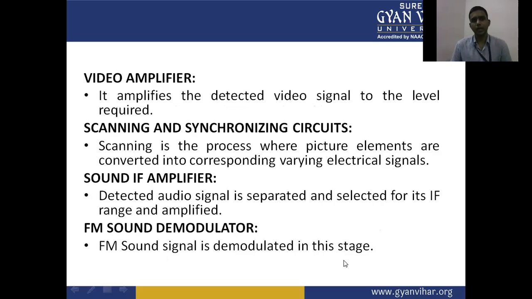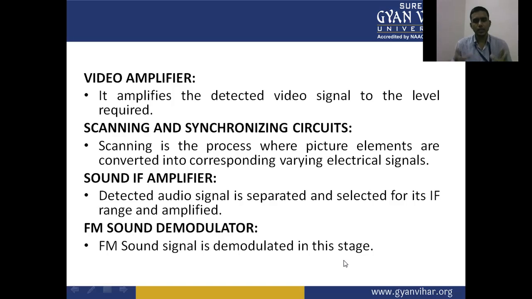In the next section, we have the video amplifiers. It amplifies the detected video signal to the level required. Scanning and synchronizing circuits. Scanning is the process where the picture elements are converted into the corresponding varying electrical signal. The scanning and synchronizing is the same as at the transmitter. We have already discussed it in detail. In the next section, we are going to discuss it in more detail.